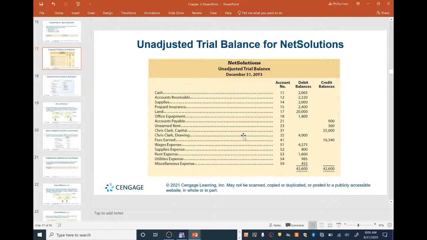And remember, this is what we look at to see if our debits equal credits. This is what we're going to use at the end of closing a period, right? So based upon this sheet right here, this is the unadjusted trial balance. This is where we're going to make our adjusting entries based upon what this shows us, okay? That's why that's very important.